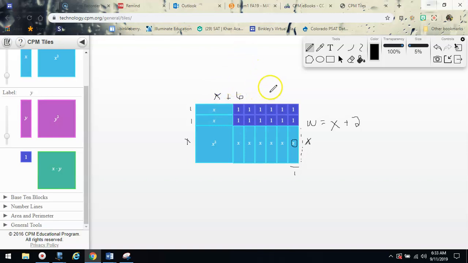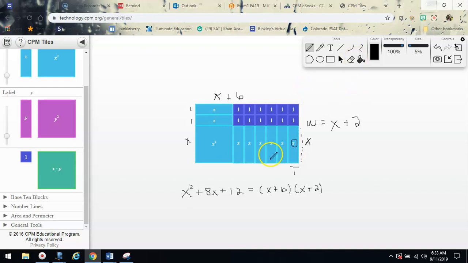So when we write the area, we want to rewrite the area as a sum, which was x squared plus 8 x's plus 12 ones, is equal to the length, x plus 6, times the width, x plus 2. And this is going to come in so handy when we start talking about factoring, which is what we're leading into.